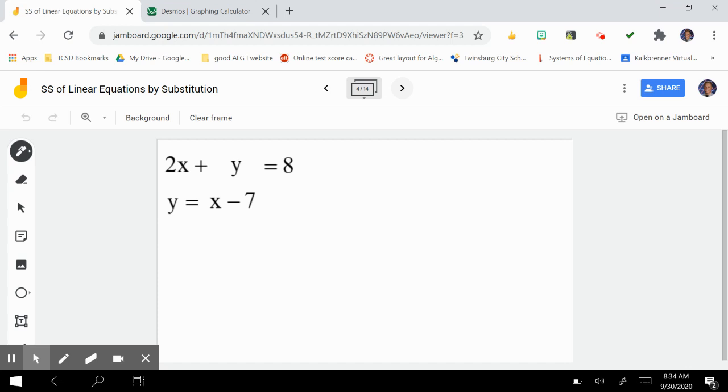If you recall, we want to work smarter, not harder. So what this bottom equation says here is very, very important. It says y equals. What does y equal? It equals x minus 7. So anywhere I see a y, I'm actually going to substitute x minus 7 in the other equation.